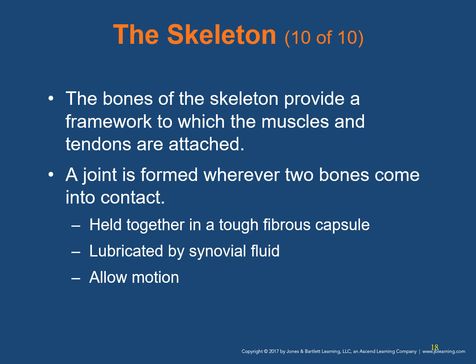Joints allow circular motion, such as the shoulder; hinge motion, such as the knee and elbow; minimal motion, such as the sacroiliac and sternoclavicular joints; or no motion, such as the structures in the skull.